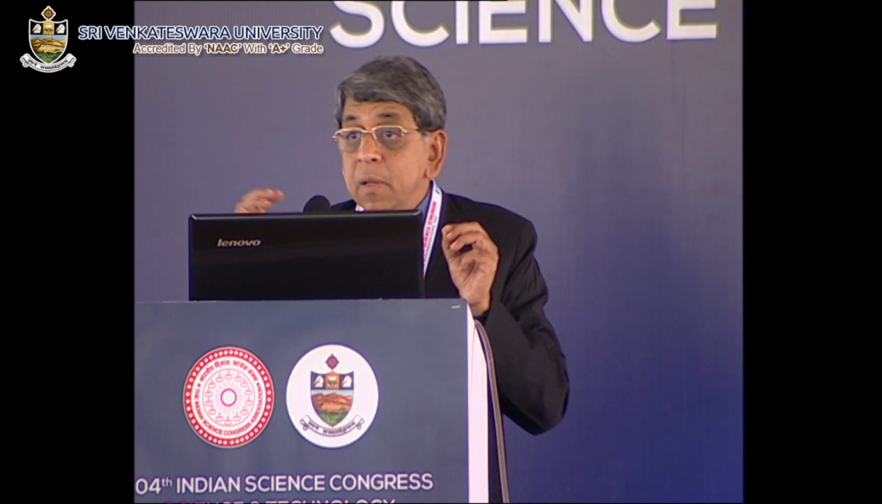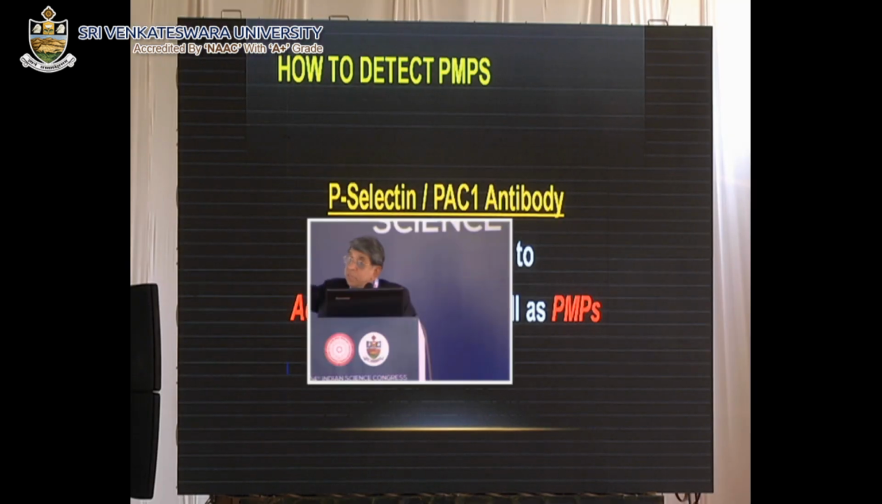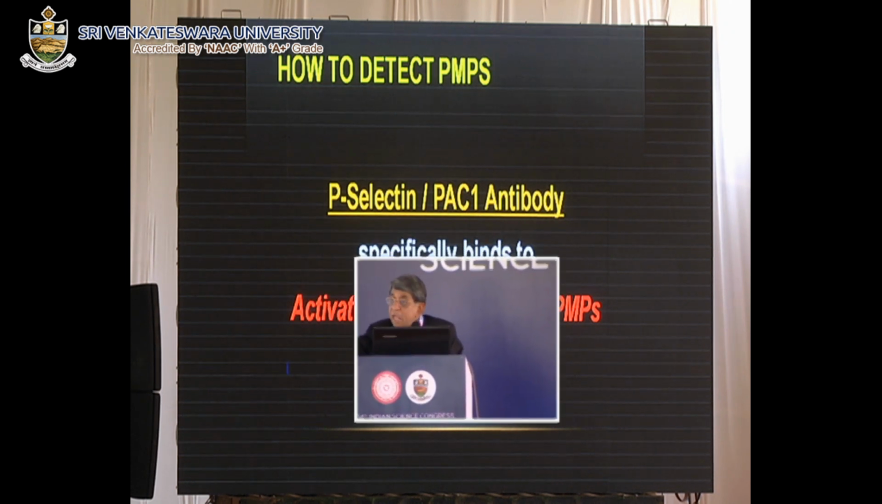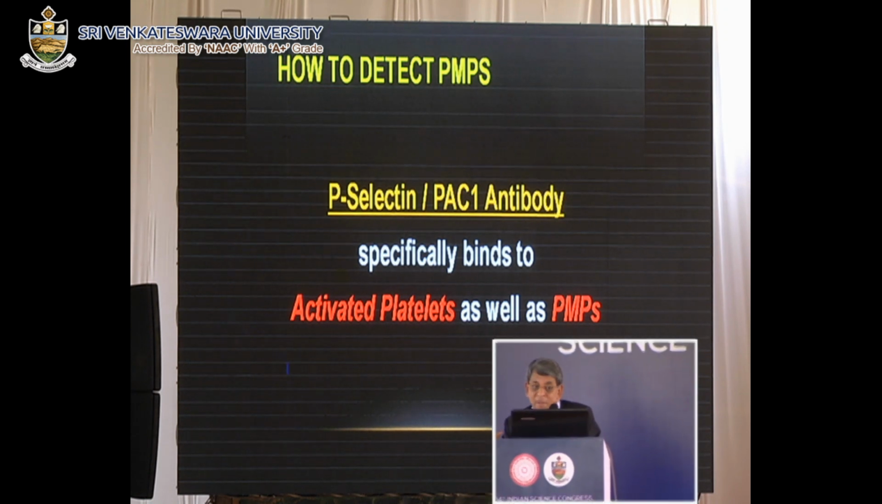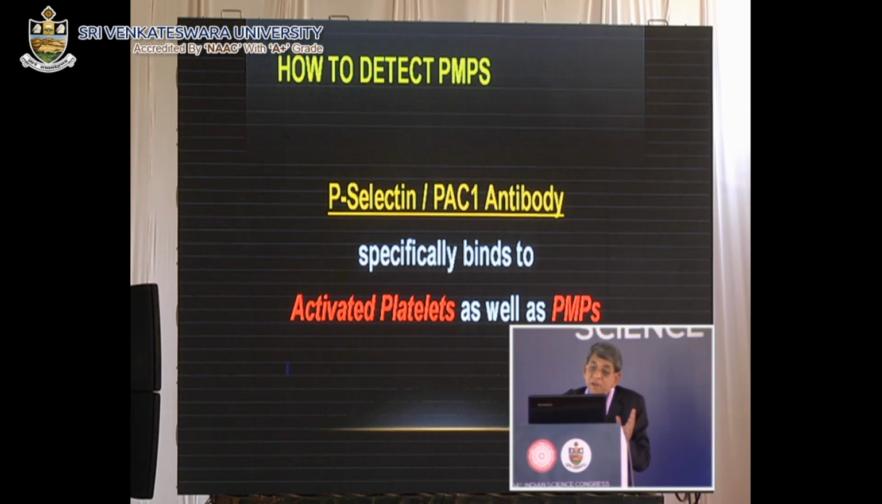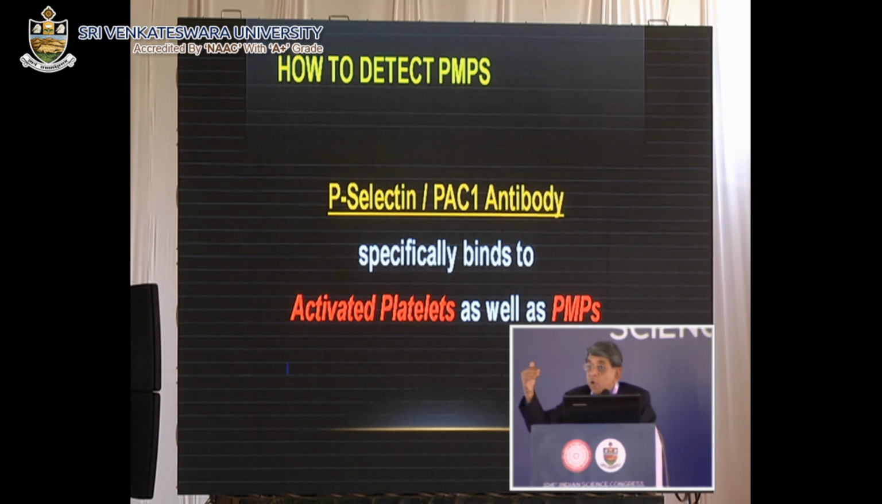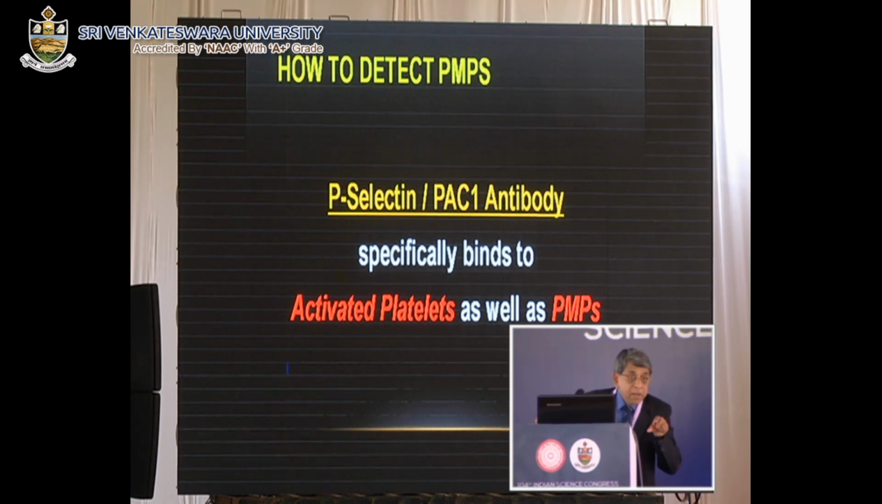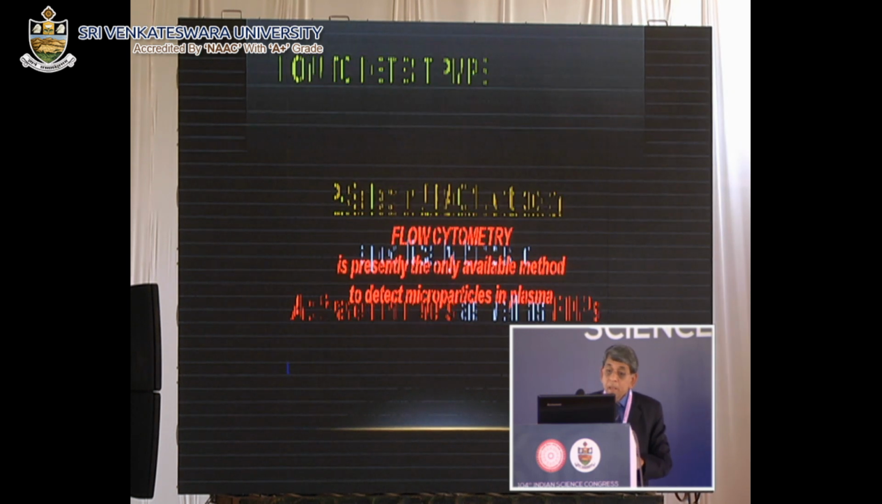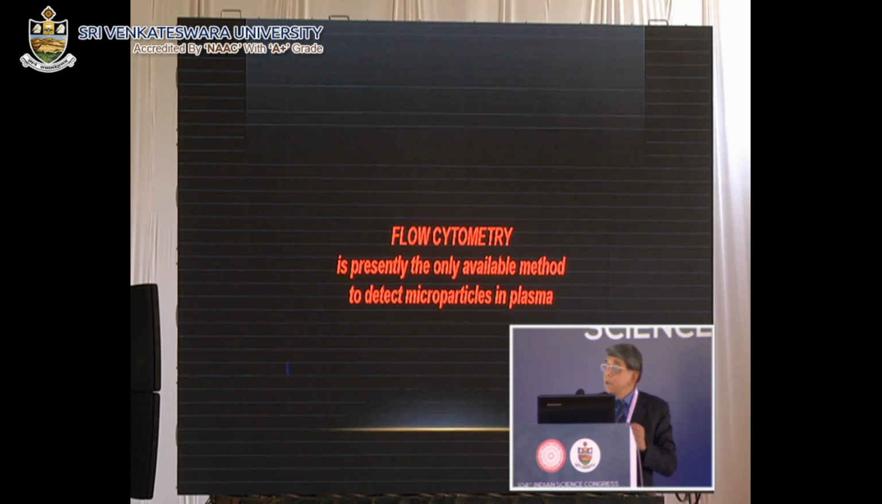There are certain proteins on the surface of these microparticles. They inherit some of the markers from the cell of origin. If it is from an endothelial cell, they will carry something from the endothelial cell, a signature peptide. If they are from platelets, they can have proteins like P-selectin or PAC1 present on their surface. So you can have an antibody to fish out whether this microparticle originates from platelets or not. Okay? And how do you do this? The basic, very widely used equipment is flow cytometry.